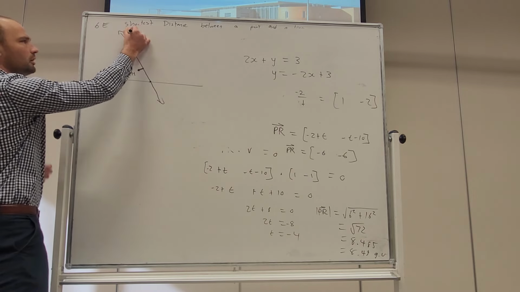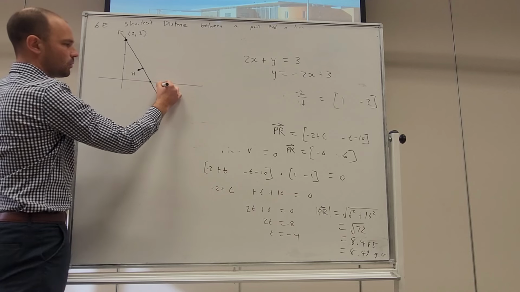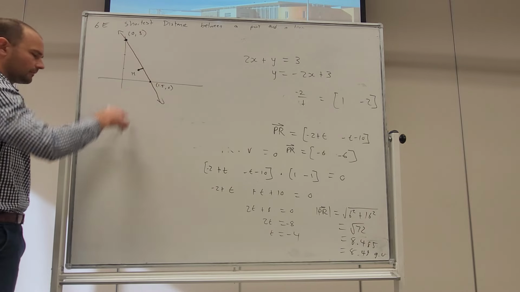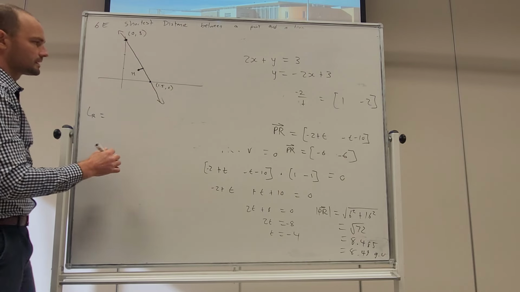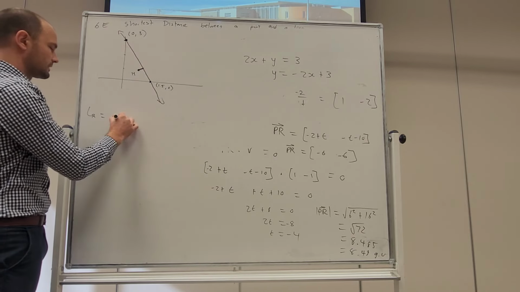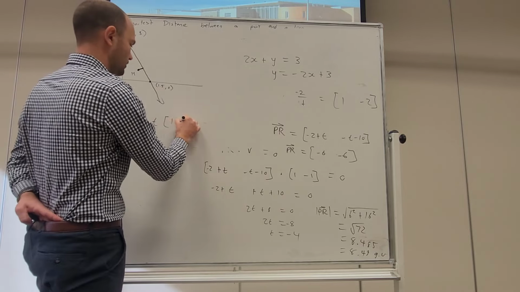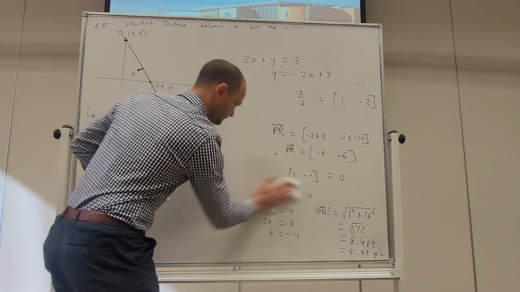We can use any coordinate. We know this is x is 0, y is 3. We know this one is x is 1.5, y is 0. So we can use either of those coordinates as the starting point. It doesn't matter. But if we describe this line in vector form, the line of the road is going to be some coordinate, let's say 0, 3, plus some parameter multiplied by the direction. So we've got the equation of the line there in vector form.